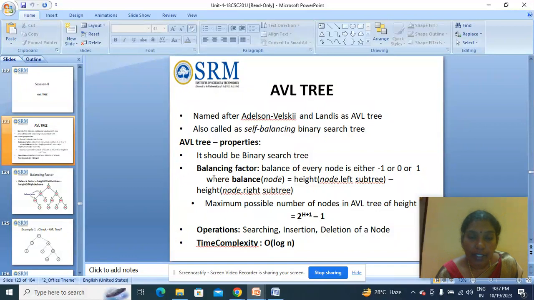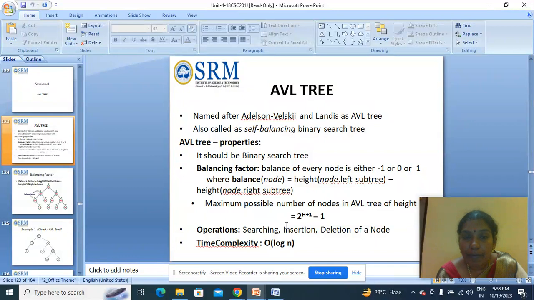Next, how to find this balance factor? To find it, we have a formula: balance factor is equal to height of the left subtree minus height of the right subtree. In an AVL tree, we have three operations: searching, insertion, and deletion. The time complexity for all these operations takes only order of log n time. So this is the intro about the AVL tree.